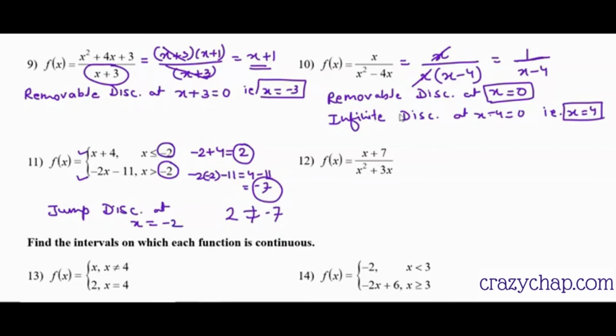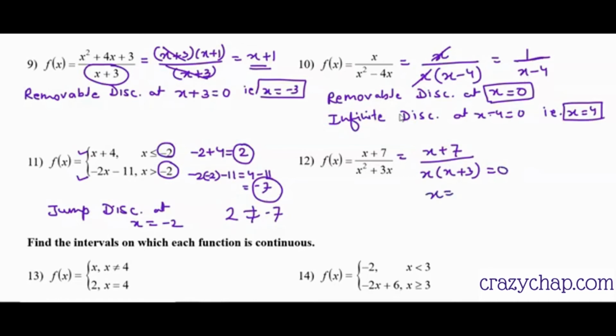Let's try the next question, number 12. It's again a rational function. We'll try to see if we can do any simplification. x plus 7 over, in the denominator we can take x common, so it is x plus 3. Now there is no common factor, so for sure there is no removable discontinuity. And we'll try to make the denominator 0 just to check for infinite discontinuity.